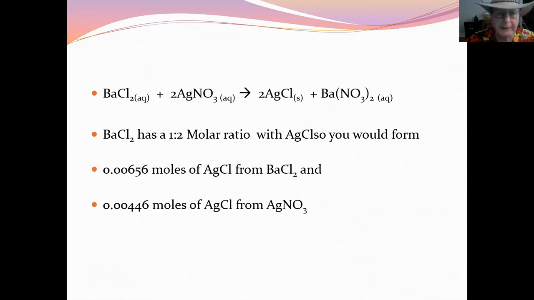Blake, which one's limiting? The limiting is going to be the silver nitrate. Okay. Yeah. So I believe the question asked for just the grams of silver chloride. I've got moles of silver chloride. What do I do to finish it, Blake? You got moles of sodium chloride.